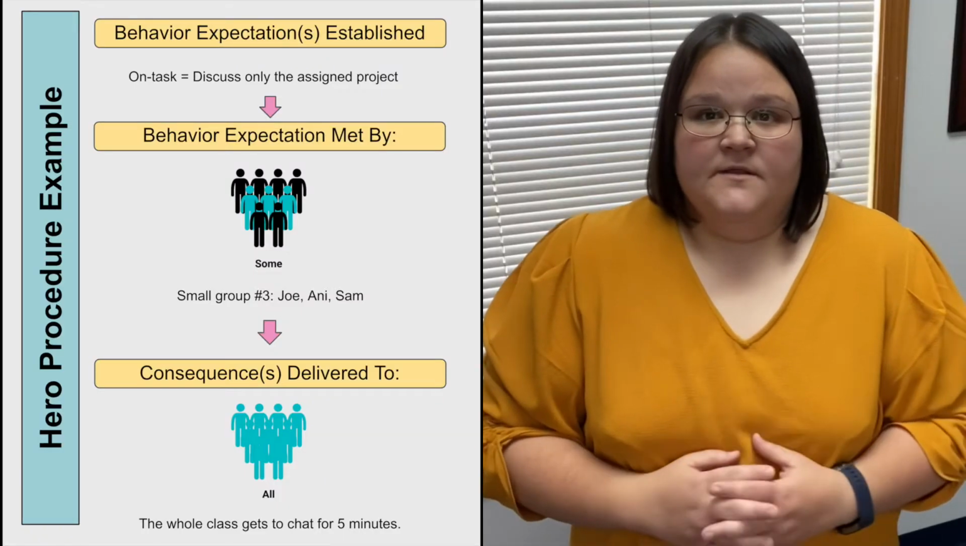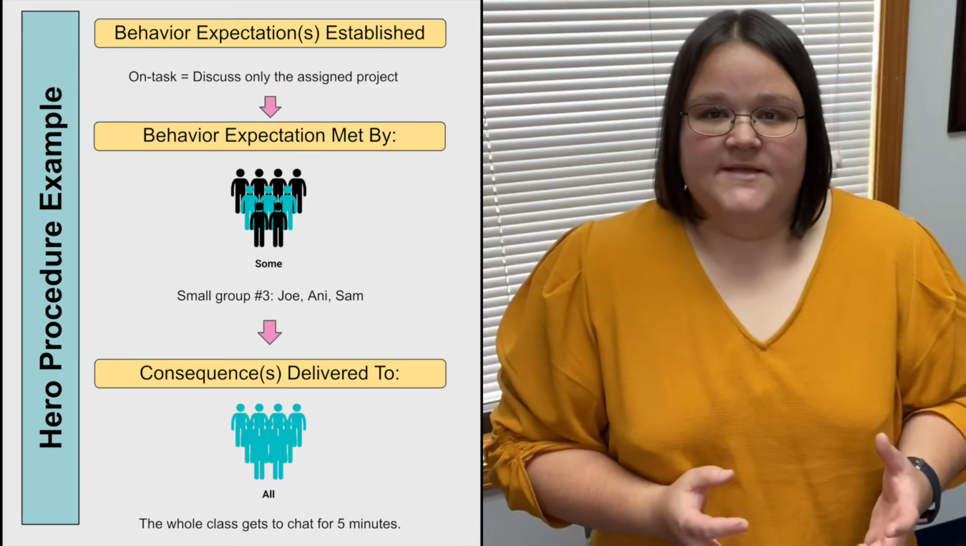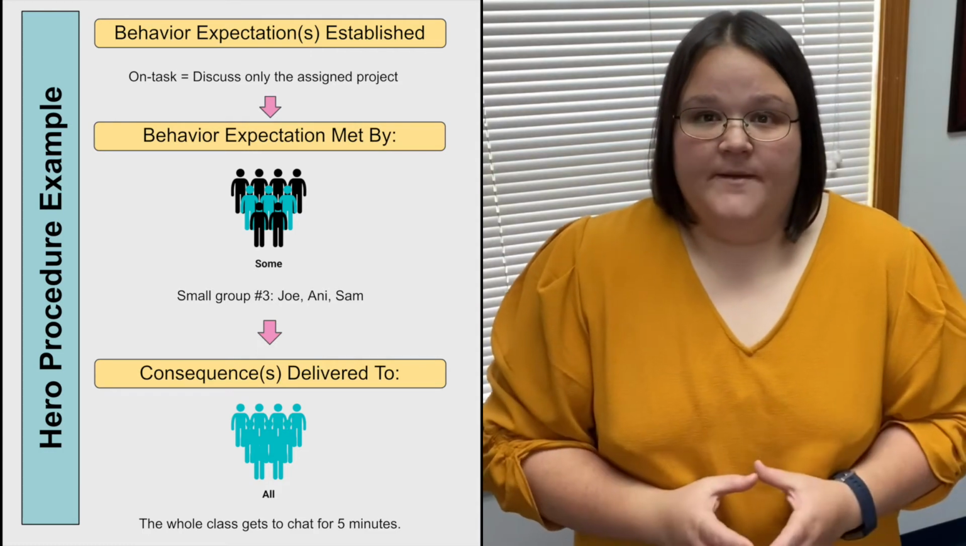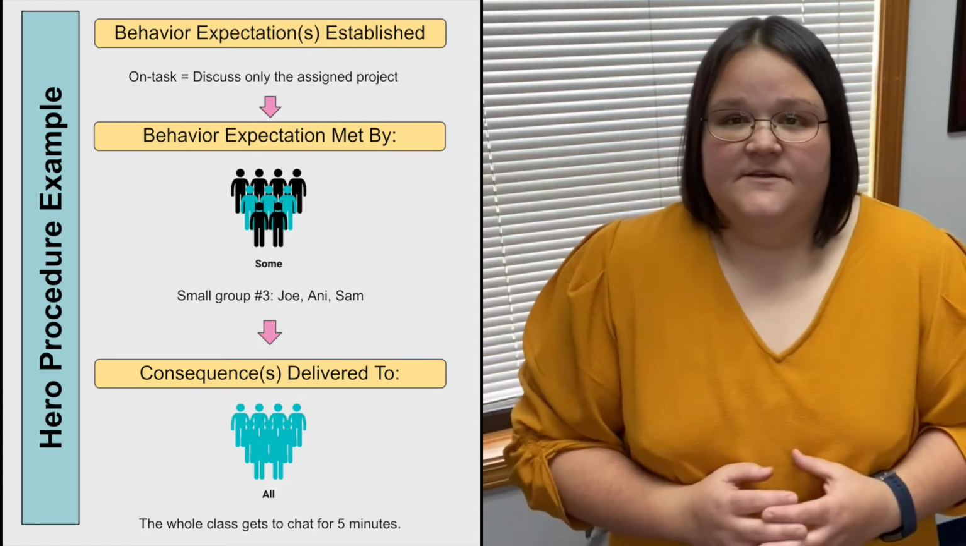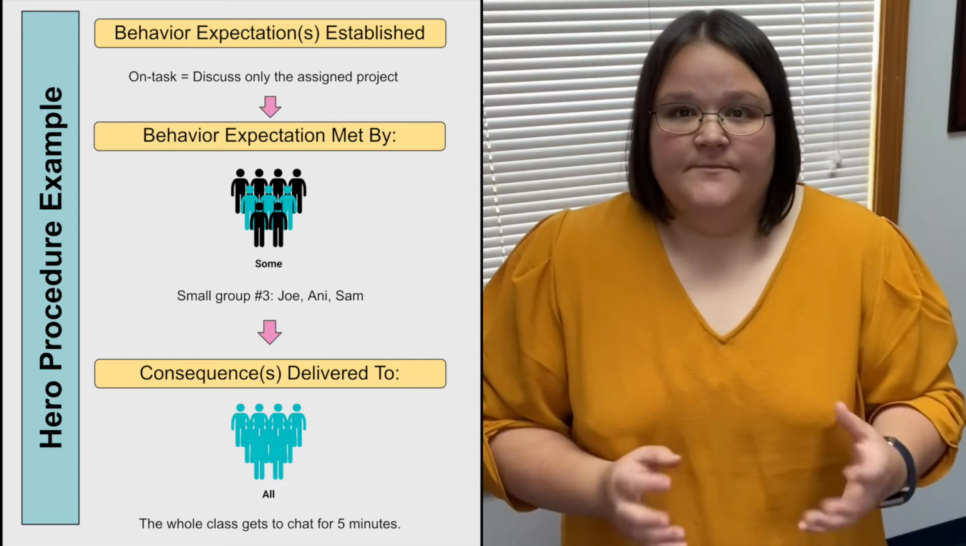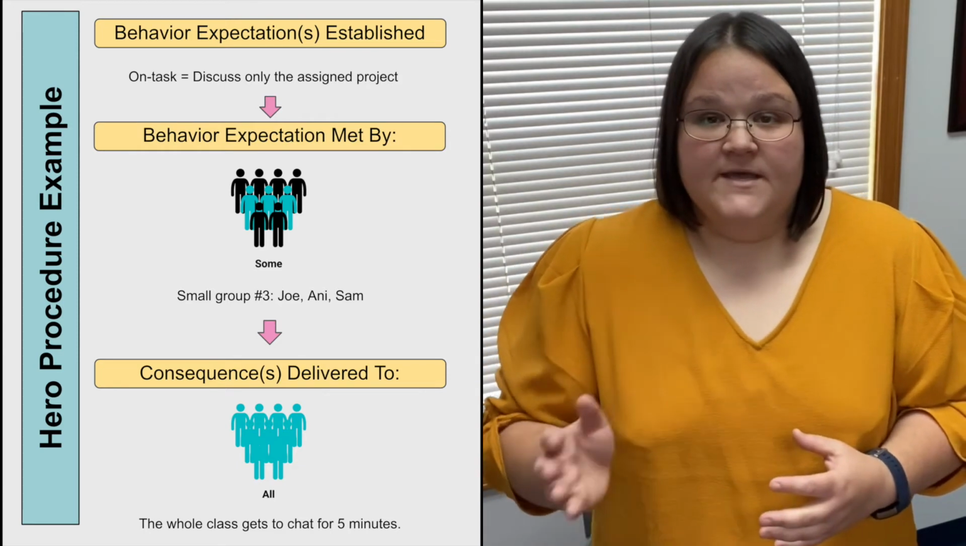For example, let's assume that the teacher wants to increase on-task behavior during small group activities. Specifically, she wants to increase discussion of relevant topics. She divides the class into 5 small groups for the activity and then randomly selects one group to monitor. That selected group was Group 3, Joe, Annie, and Sam.